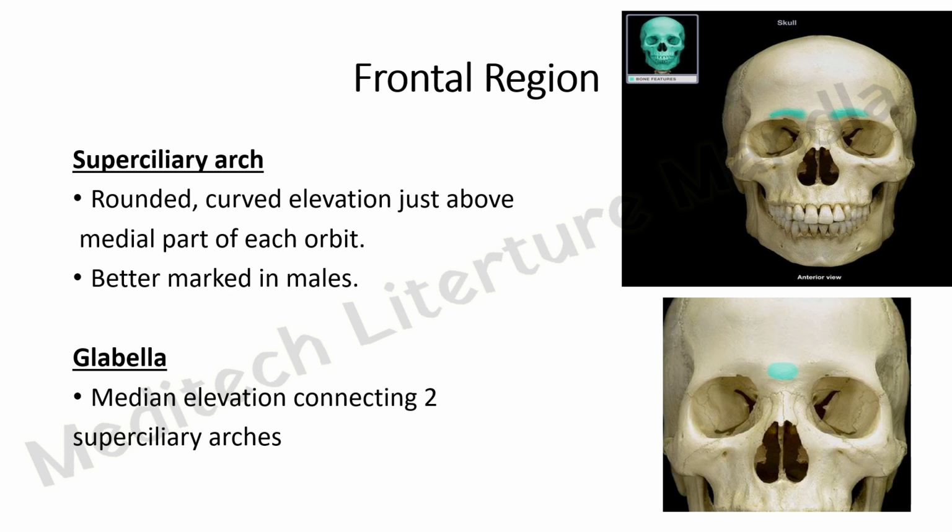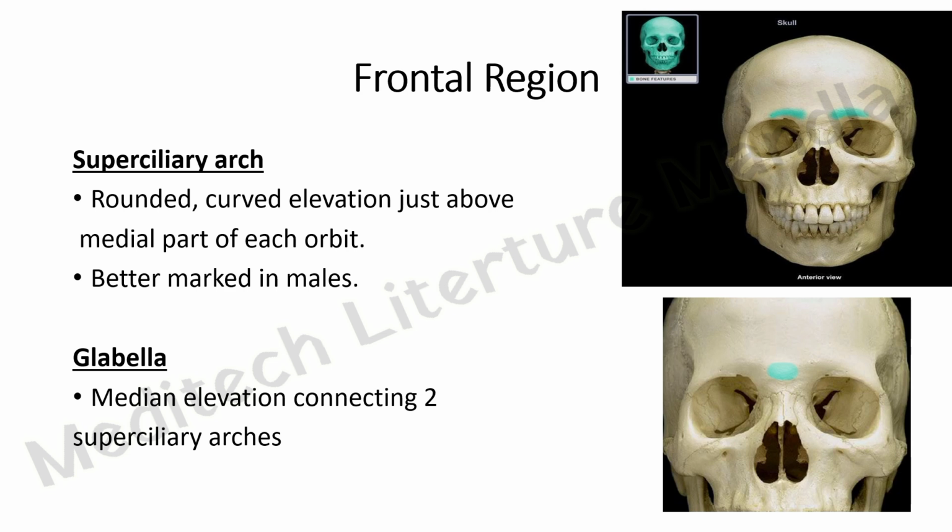Coming to the different regions of the Norma Frontalis, the region which lies in the uppermost part is the frontal region. This frontal region shows some structures, out of which one is the superciliary arch. Superciliary arches are the rounded, curved elevations, as you can see in the diagram. It is shaded in green color. These are the rounded, curved elevations just above the medial part of each orbit. These linear elevations are known as superciliary arches.